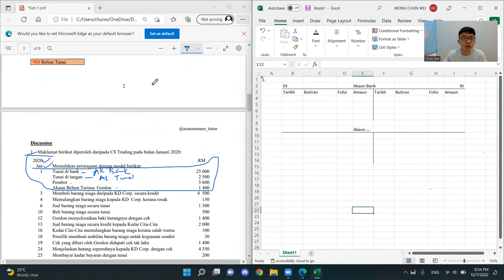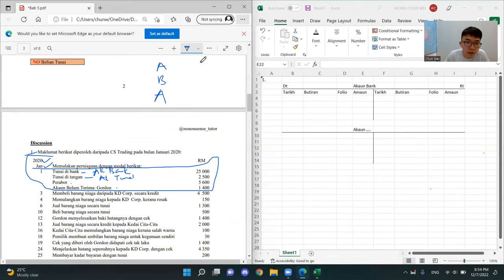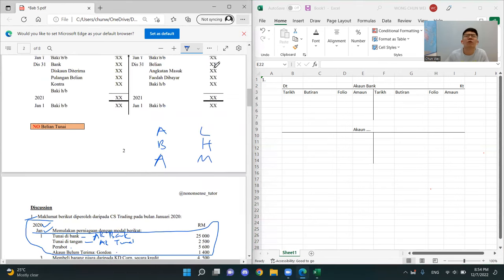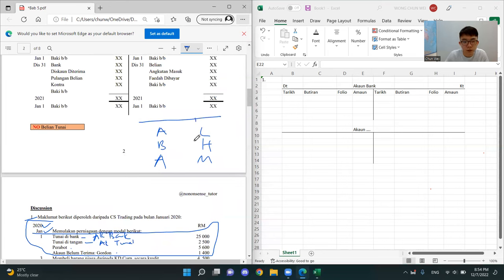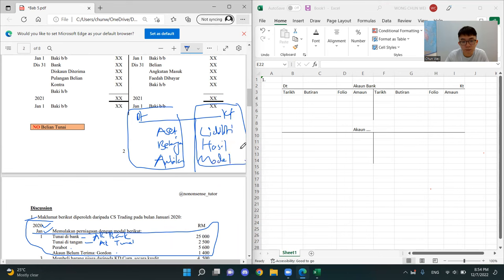When we talk about ledger, you must bring up Abang Lim again, and I will need to explain this again because many of you already forgot. So this is ABALHM. Here will be the debit side. Here will be the credit side. So A for what? Asset. B for what? Belanja. A for ambilan. L for liability. And H for hasil. M for modal. So whenever you say asset, belanja, ambilan, when they increase, they will be in the debit side. Whenever you say liability, hasil, modal, when they increase, they will be in the credit side.